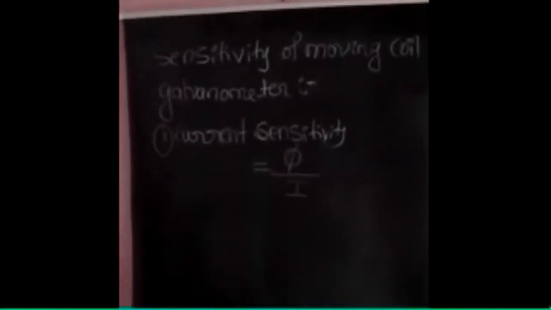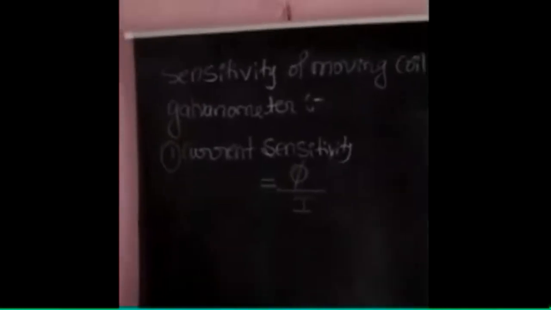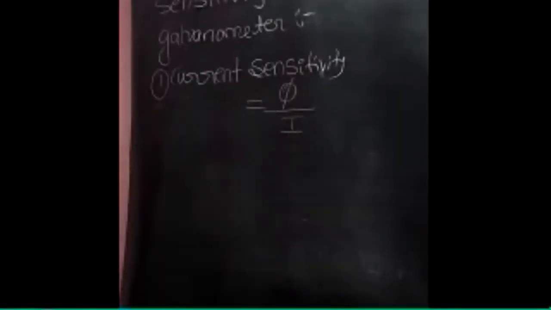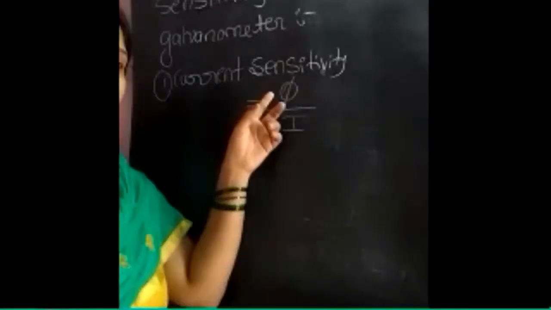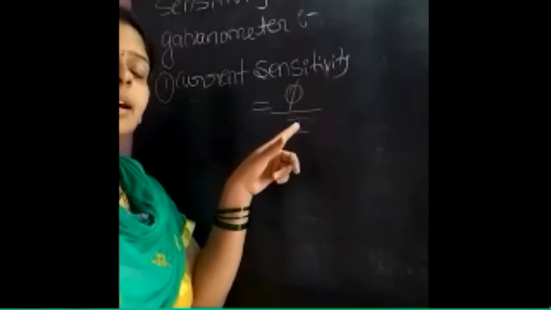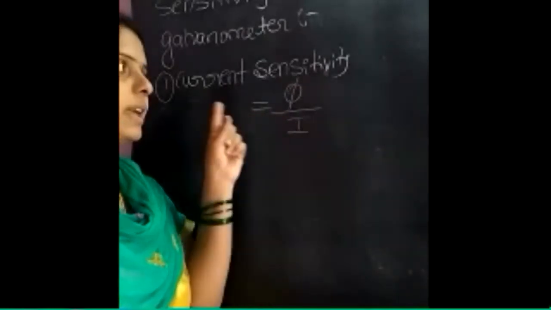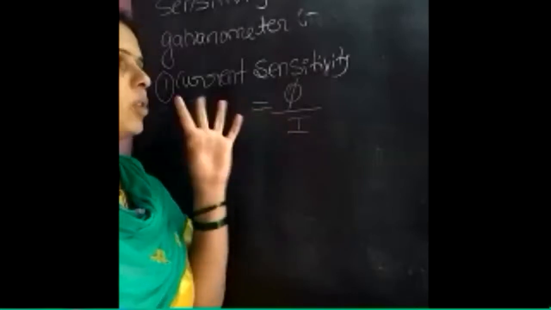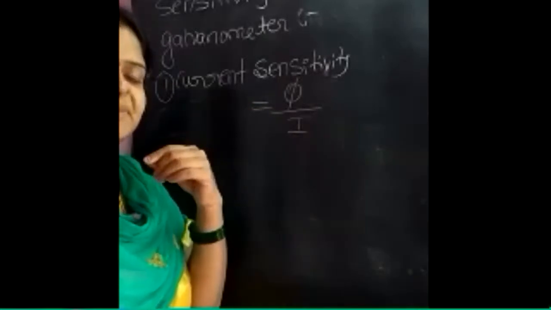Any doubt? What do you mean by current sensitivity? Current sensitivity is defined as the deflection produced in the galvanometer per unit current flowing through it. Can you tell me what will be the unit of this current sensitivity?